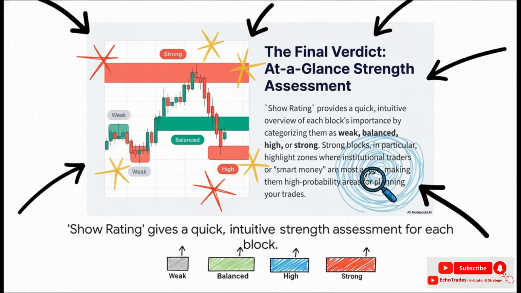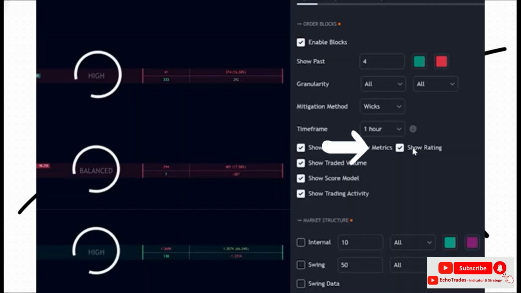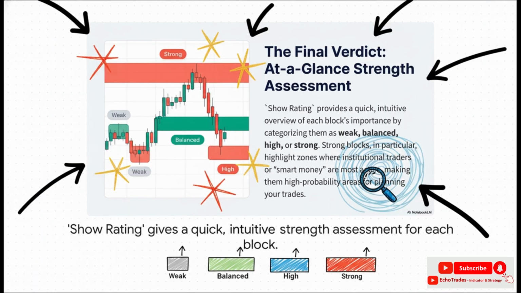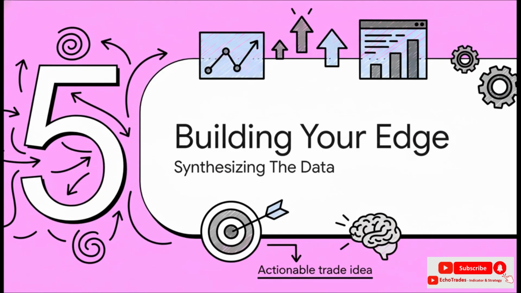And for a quick final check, you can use Show Rating. This gives you a really intuitive assessment of each block's importance, categorizing them as weak, balanced, high, or strong. The strong blocks are especially important because they highlight where that smart money was most active, which makes them high-probability areas for your trades.